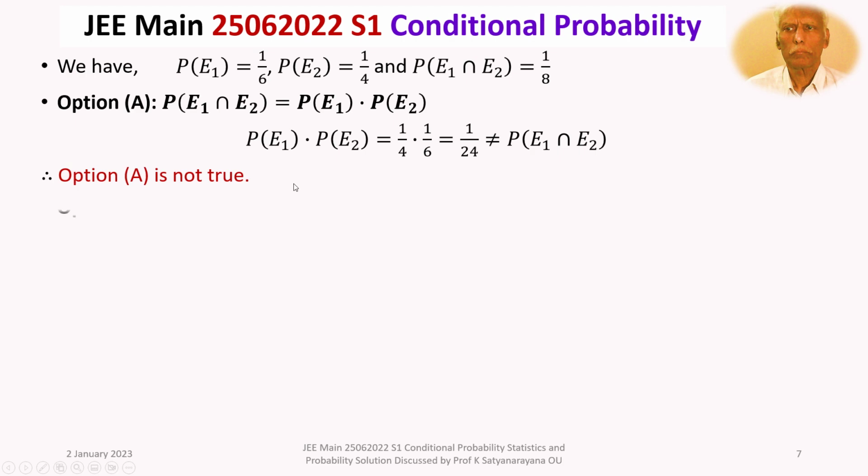Let's go to option B. Option B, probability of E1 complement intersection E2 complement is equal to probability of E1 complement multiplied by probability of E2.